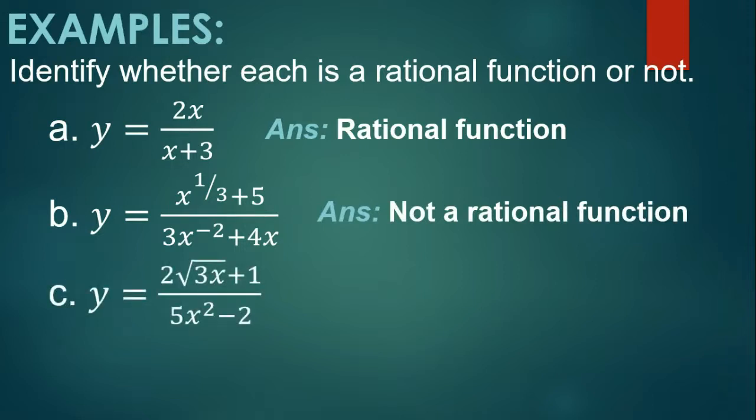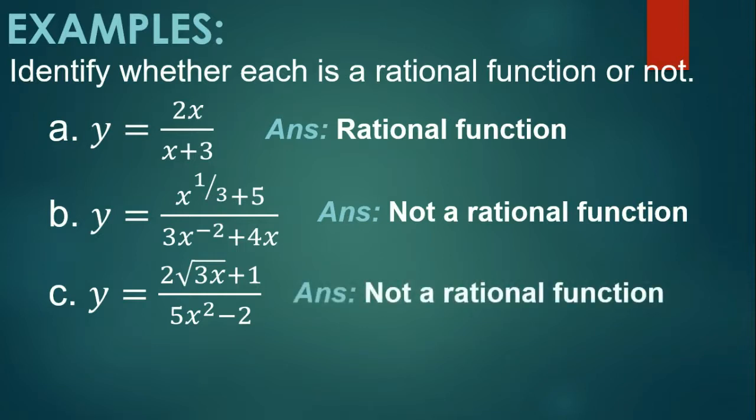Third example, y is equal to 2 times the square root of 3x plus 1 all over 5x squared minus 2. So, kahit na polynomial yung denominator niya, yung numerator, hindi siya polynomial. As you can see, mayroong variable sa loob ng radical symbol. So, ibig sabihin, that is not a rational function.